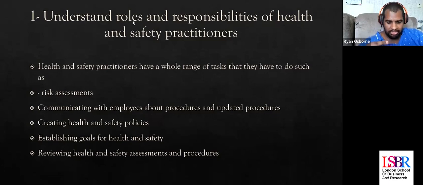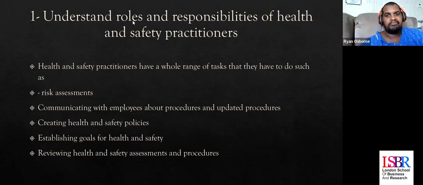And following on from that, what they also need to do is review the health and safety assessments and procedures as well. Because as you know, sometimes the government may change health and safety laws or legislations, or they may change regulations, or they may add in something else.